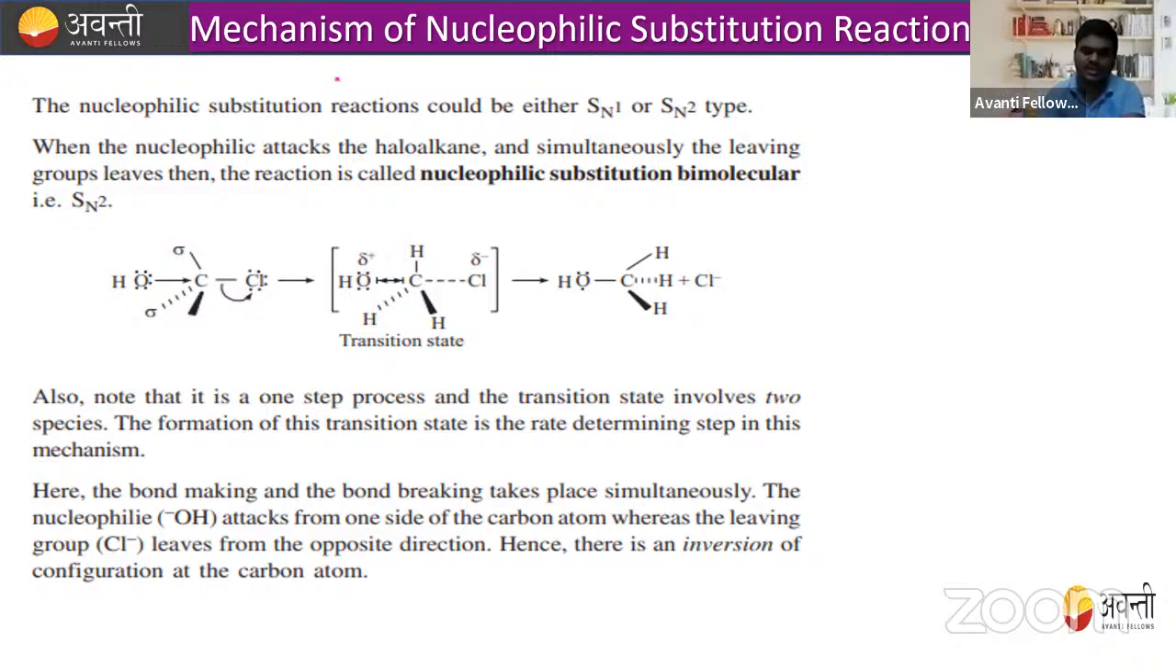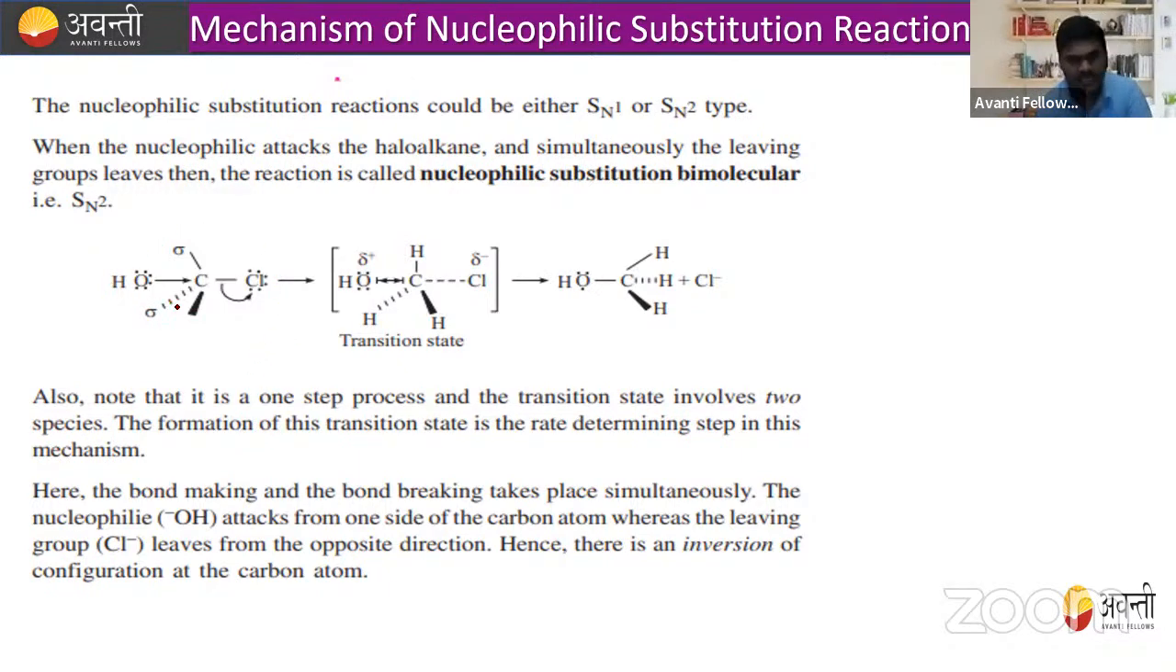Right. So both these things are taking place at the same time. When the nucleophile attacks the haloalkane and simultaneously the leaving group leaves, then the reaction is called nucleophilic substitution bimolecular, or we say SN2 reaction. So in the SN2 reaction we have a transition state where the carbon shows a pentavalent, five valency as well. So how is this so? Because basically here we can say that this is CH3, CH3, CH3, Cl. So Cl is more electronegative than carbon, so it wants to take away the electrons and tries to break the bond in this fashion.